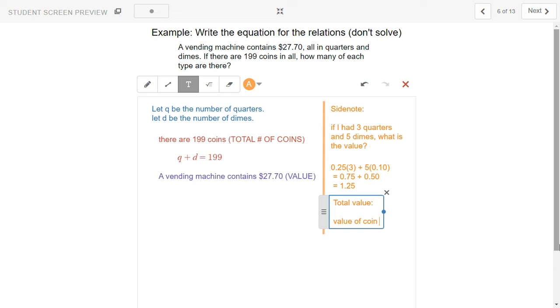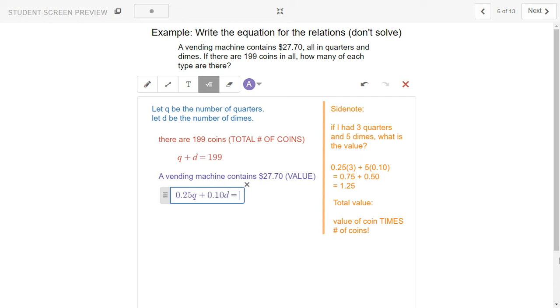So value of coin times the number of coins. In this case, let's come back to this. We know that the value of a quarter is 25 cents. So I'm going to have 0.25q plus the number of dimes and the value. And this is equal to 2770.